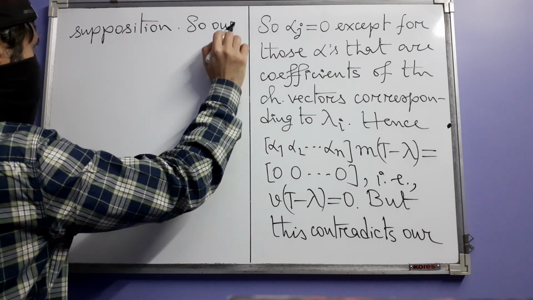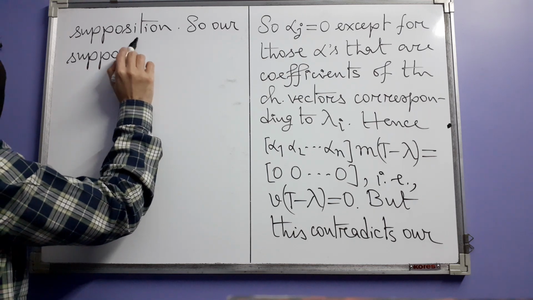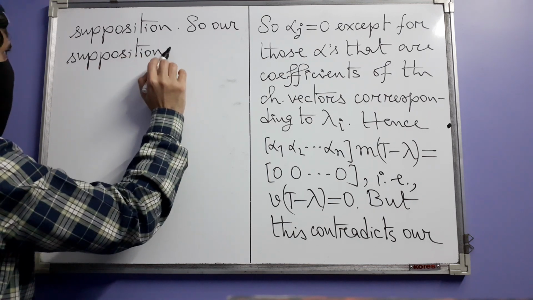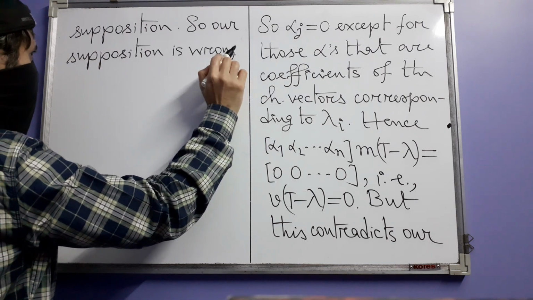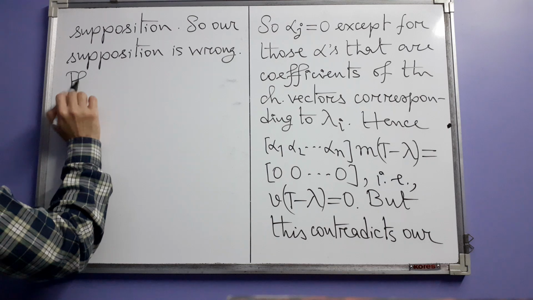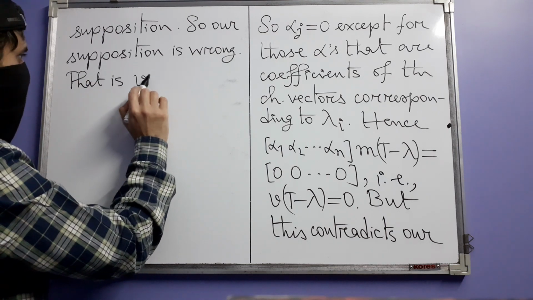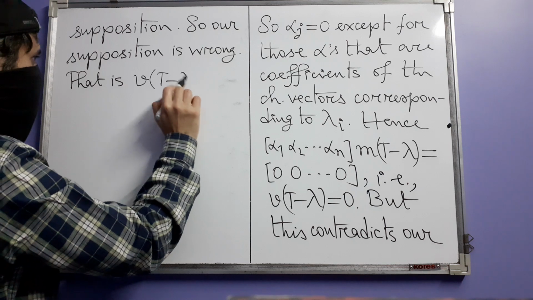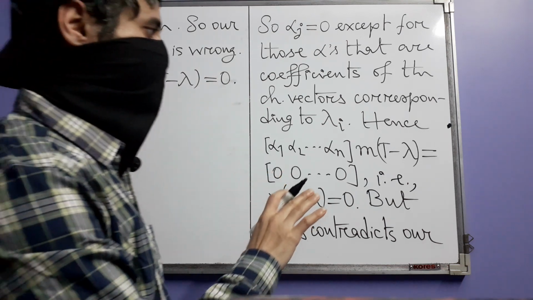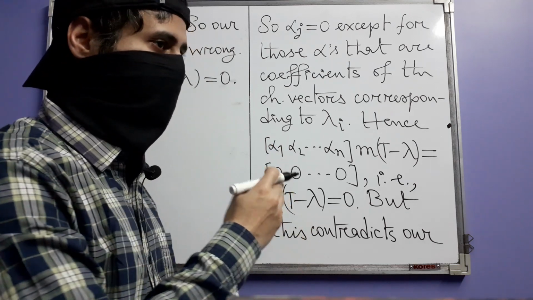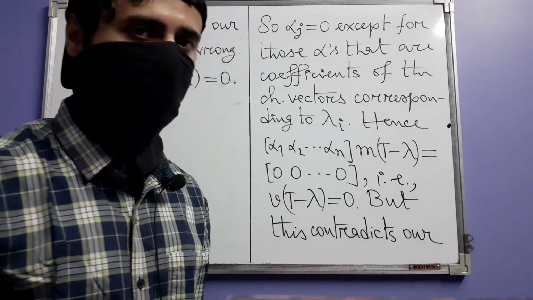So our supposition is wrong. That is, we must have this. So our implication has been proved based on the assumption that T is diagonalizable. Now we have to do the converse.